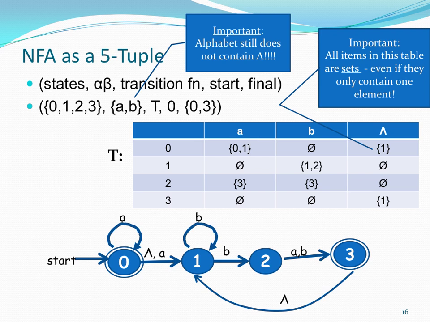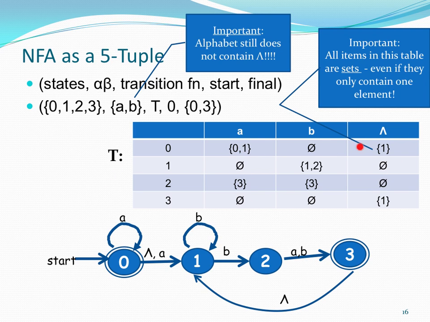If we start at 2 and we have the letter A, the only place we can go to is state 3. So we put that, even though it's just a singleton. Think about a method in Java, right? Your method has to return a single type. In the case of this transition table, our method is returning a set.